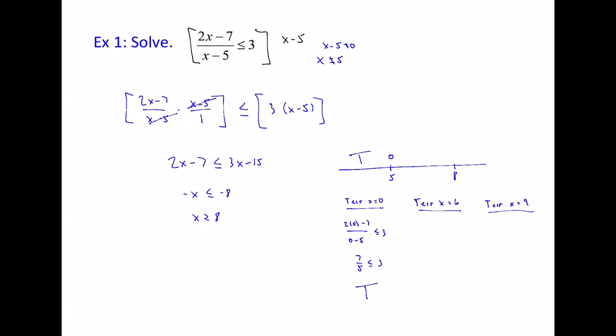We're going to test x equals 6. So at x equals 6, I simplified everything and got 5 is less than or equal to 3. Well, 5 is not less than or equal to 3, so this section is false. There are no solutions between 5 and 8. And then 8 was one of our solutions, and since 8 is equal to, that will also include 8. And then we will find out if the next section will have solutions.